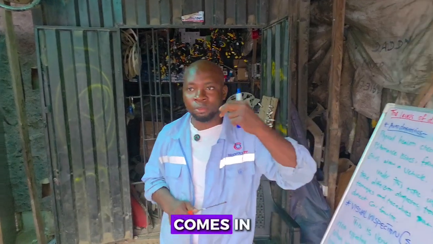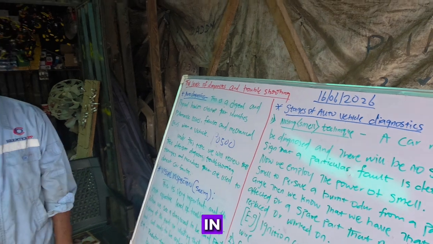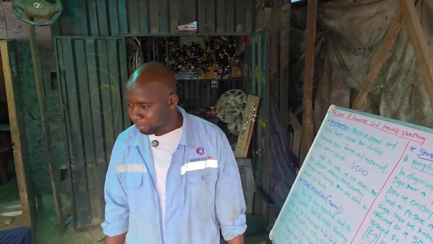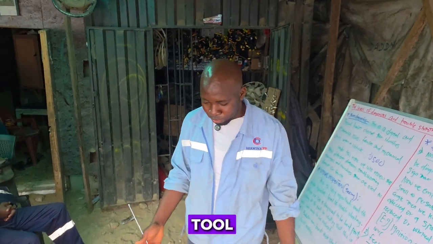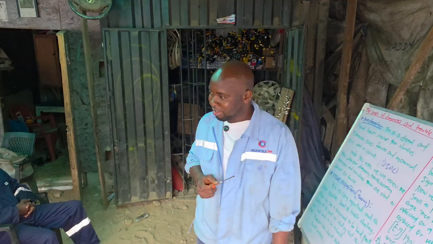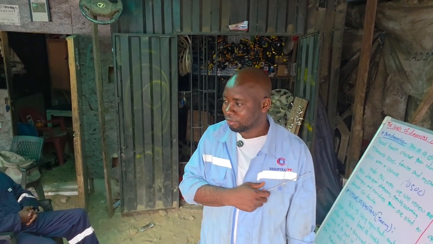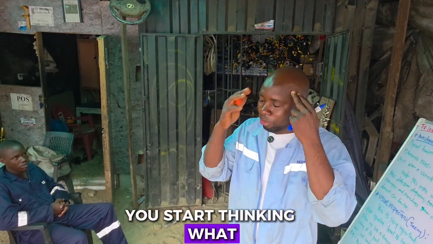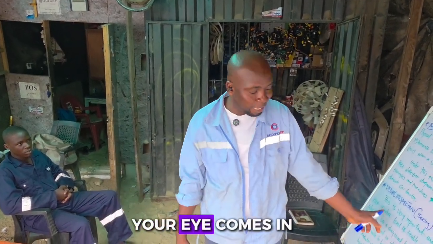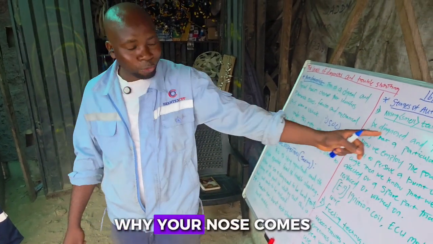So now this nosing comes in when you diagnose the car. Probably you were called to inspect the car after the smell came in. Now you got there and checked. You diagnose with your tool. You are seeing no DTC stored, and the man is very sure that there was a burning smell. Now that's where your nose comes in. You start thinking what can cause it. Your nose comes in second, your eye comes in first, which is the visual inspection. That's why the visual inspection came first.